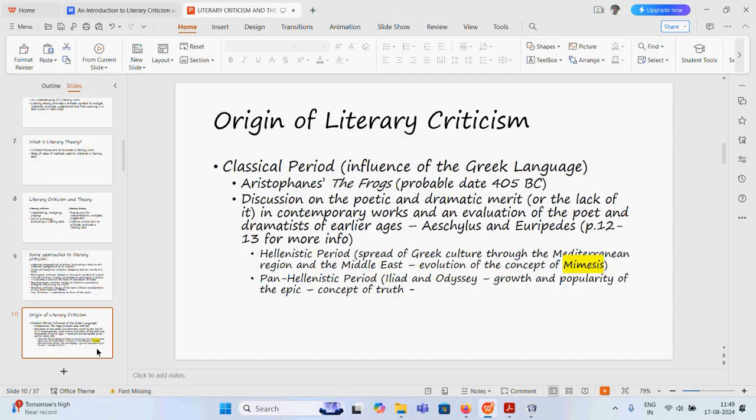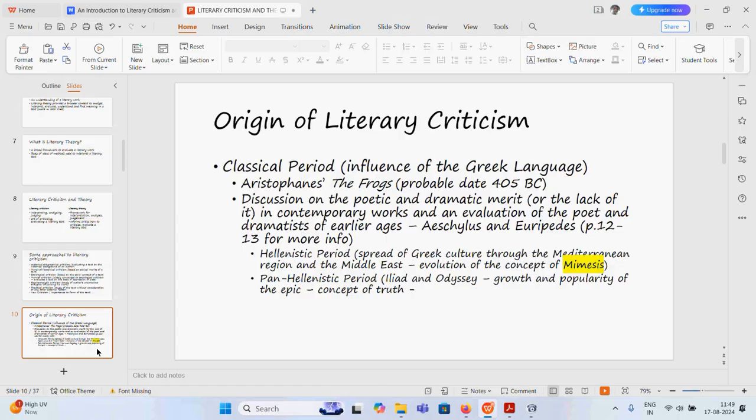Your syllabus starts with the classical period. We also talk about the medieval period. In the classical period, as we all know, there was great influence of the Greek language. One sample text presented there is Aristophanes' The Frogs. The probable date of this work is 405 BC.